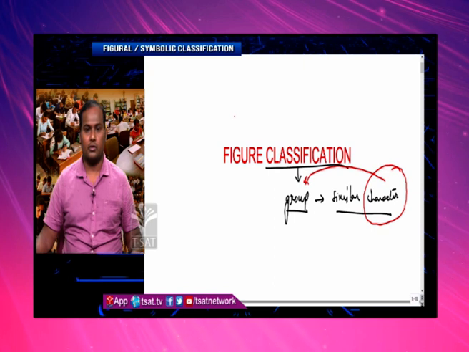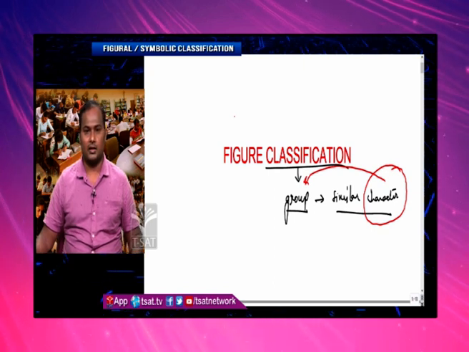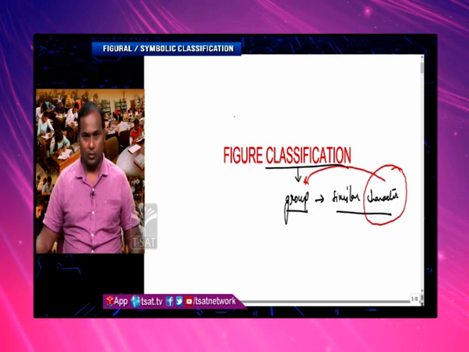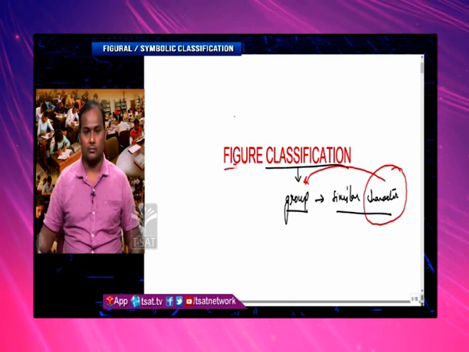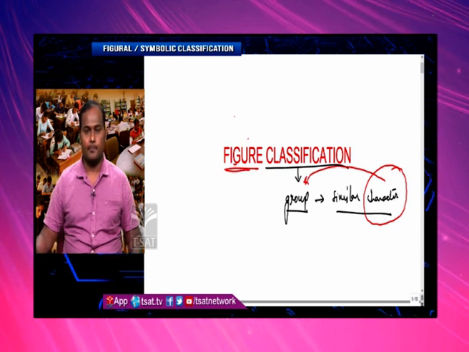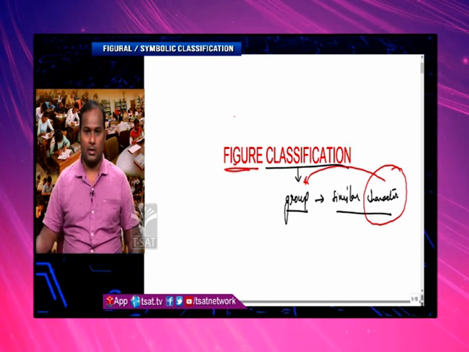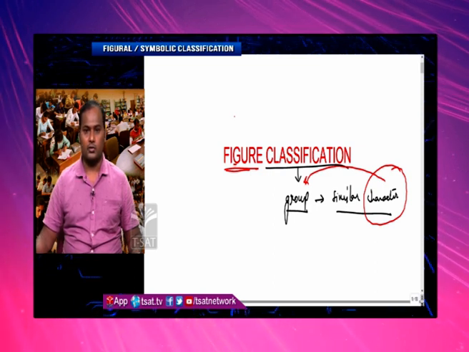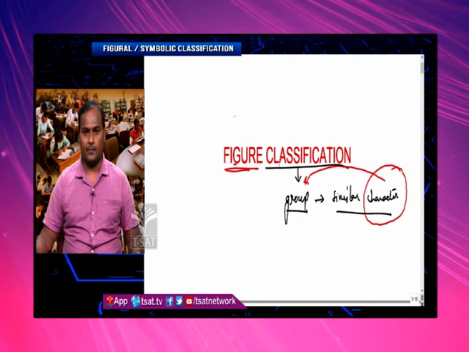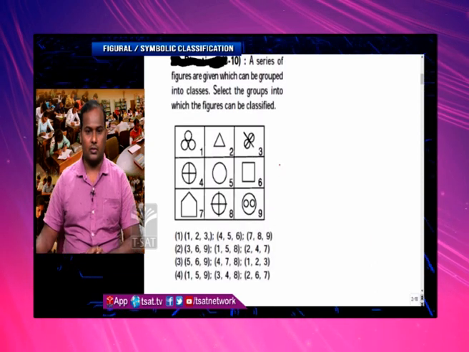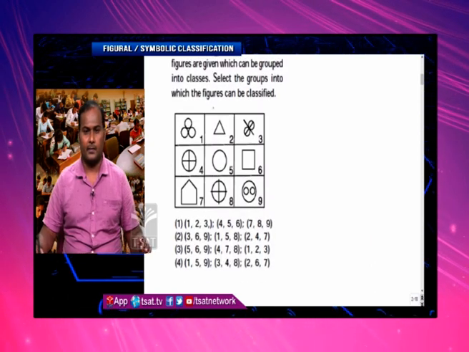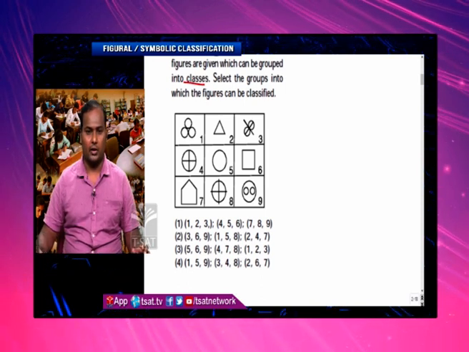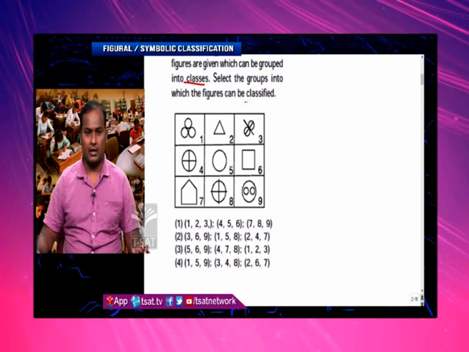The examiner is going to test the observation skill: based on which character the student is going to form the groups, that too in figures. In this classification, we will see letter classification, number classification and figure classification. Today we are going to see the figural or symbolic classification. In this particular question, a series of figures are given which can be grouped into classes. Select the group into which the figures can be classified.